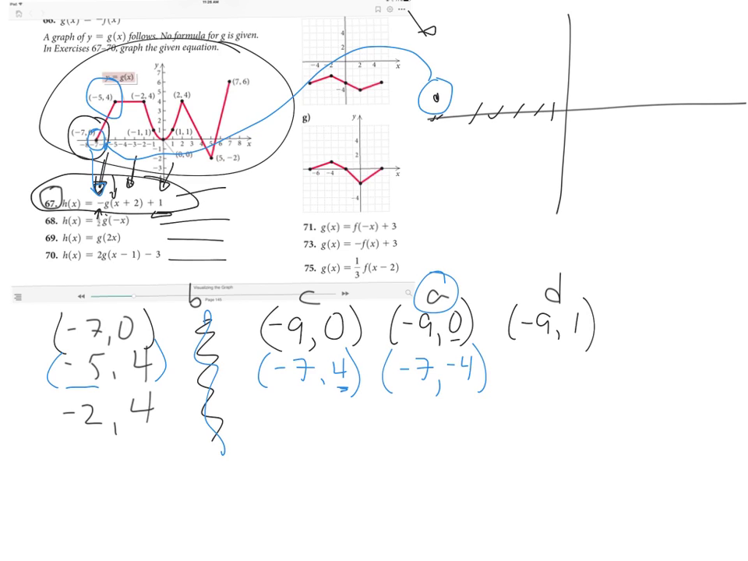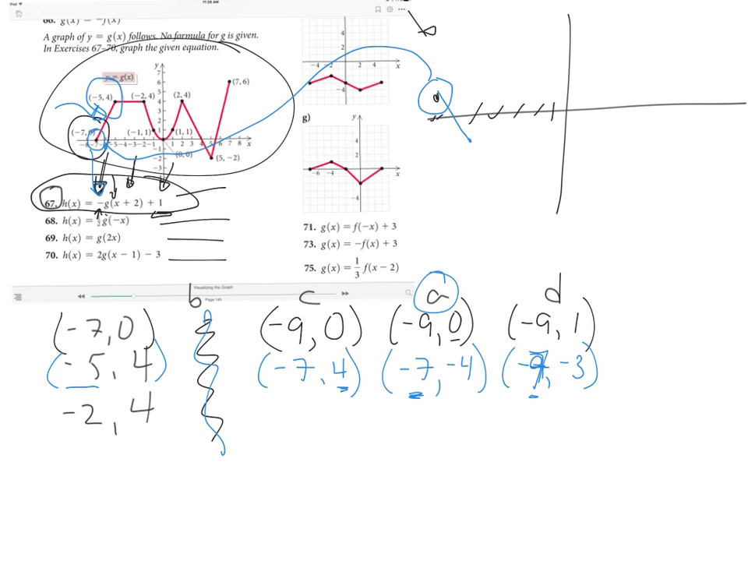Now D, I need to move things up 1. If I'm at minus 4 and I move up 1, it would be minus 3. So my next point is minus 9, minus 3. No, not minus 9. Where did I get a 9? That's supposed to be a minus 7, because the x value shouldn't change from here to here. So minus 7 and minus 3 would be about right there. Since here they have a straight line between them, I would have a straight line between those 2 points too.